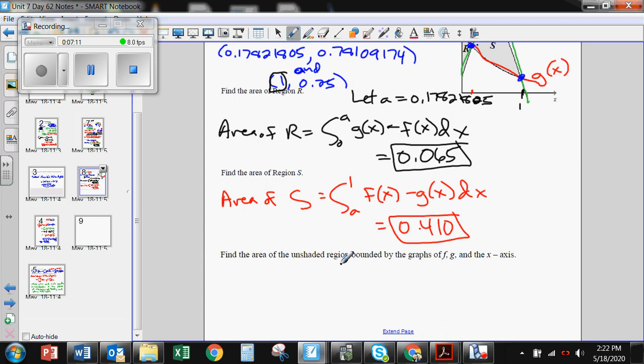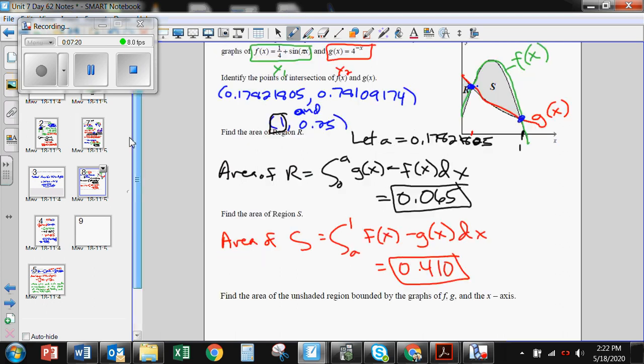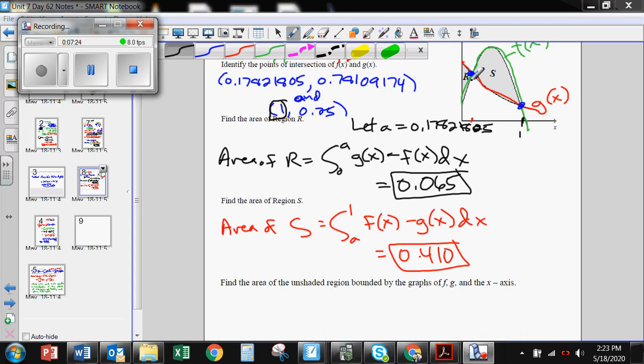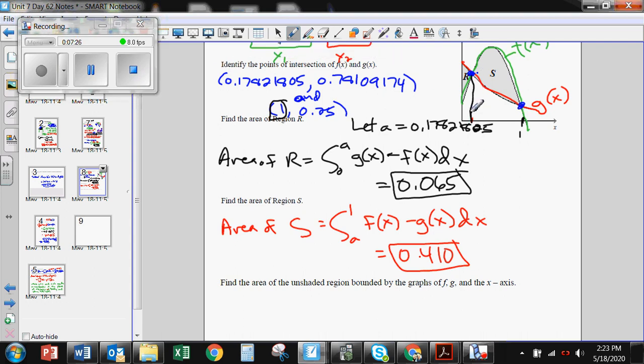All right, the last question, find the area of the unshaded region bounded by the graphs of f, g, and the x-axis. So, a couple things here. I'm going to use just a black marker to define those. So this is going to go from 0 to that a value. Let's do that. These areas are going to be the integral from 0 to a of what's the closest one there? That's the green. That's f of x. So f of x dx.